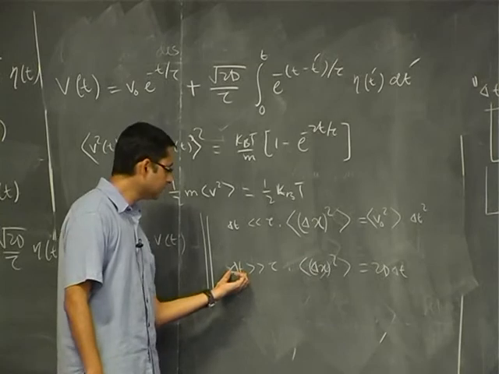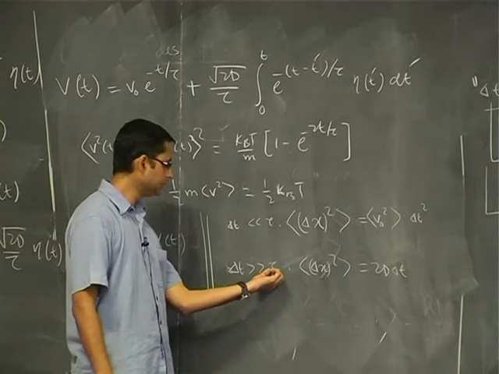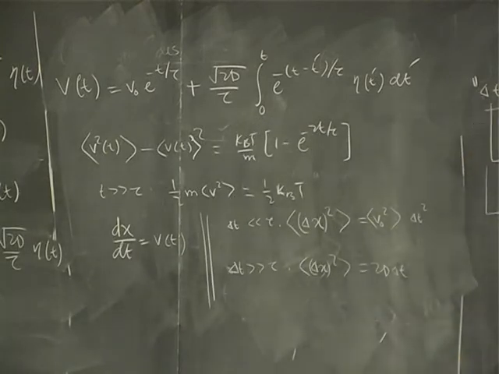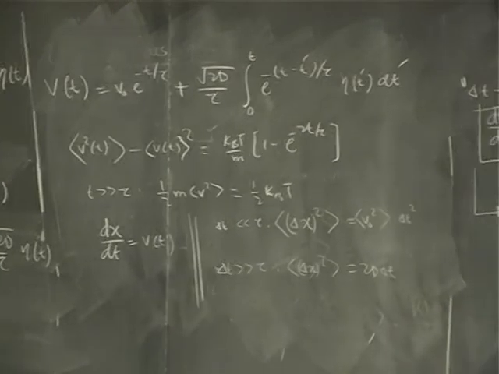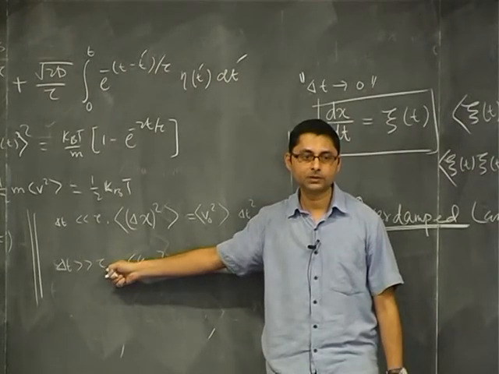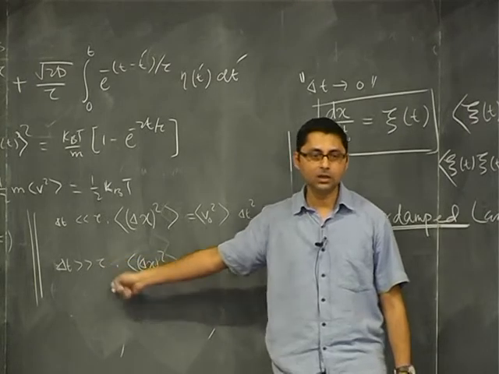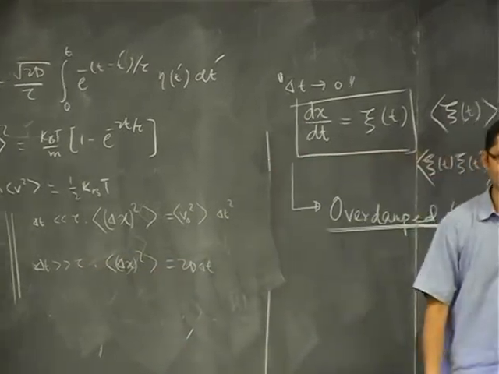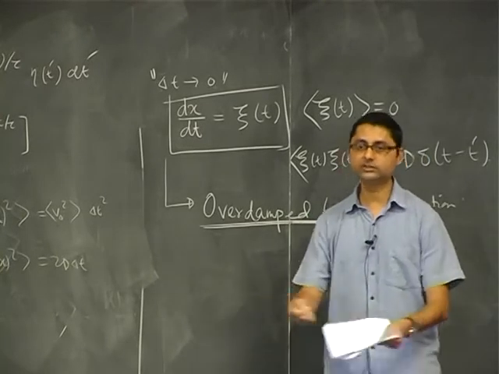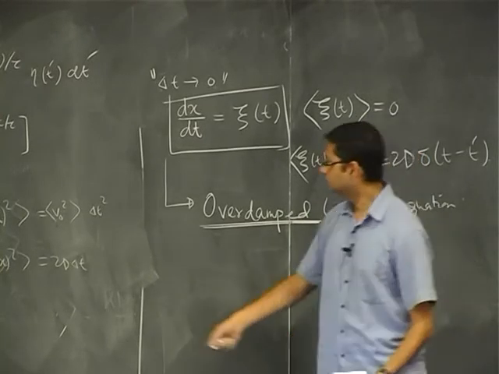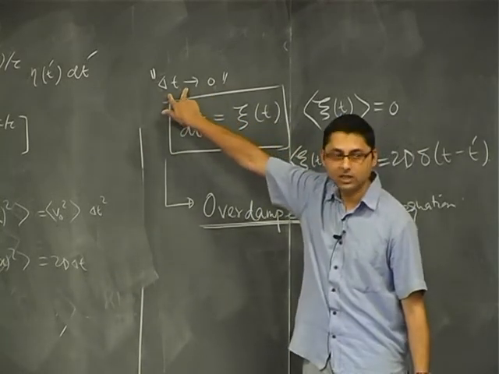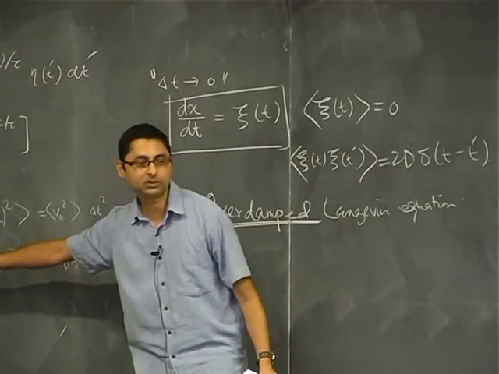Now if you are interested in a time scale which is much larger than tau, so this delta t going to 0 means delta t is much larger than this time scale tau. In physics, 0 doesn't mean anything in itself. It's always with respect to something, so it's always about which scale you are looking at. So delta t going to 0 means you are looking at a time scale delta t which is much larger than this time scale tau.